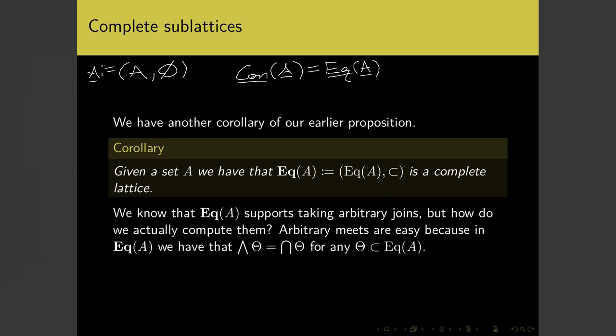And so now we know that the equivalence relation lattice supports taking arbitrary joins, but how do we actually compute them? Arbitrary meets are easy because in this equivalence relation lattice, we have that the arbitrary intersection of a bunch of equivalence relations is again an equivalence relation, and it's actually the infimum of that collection, and that's pretty straightforward.